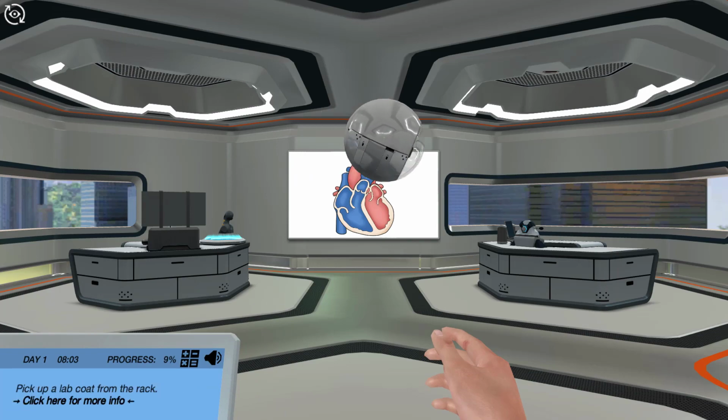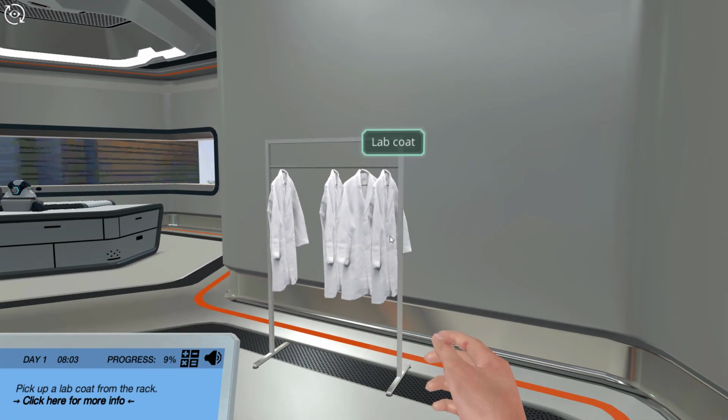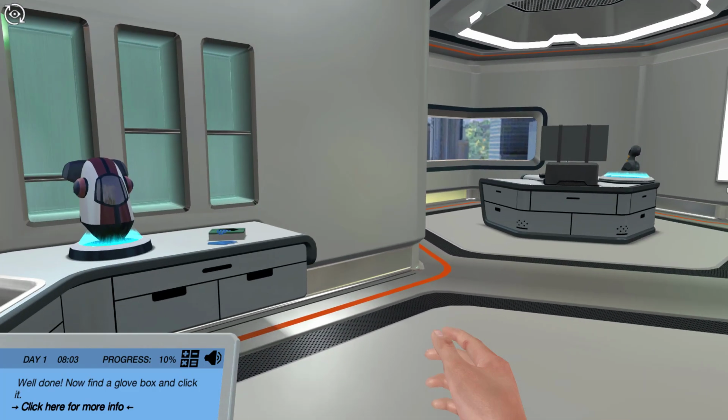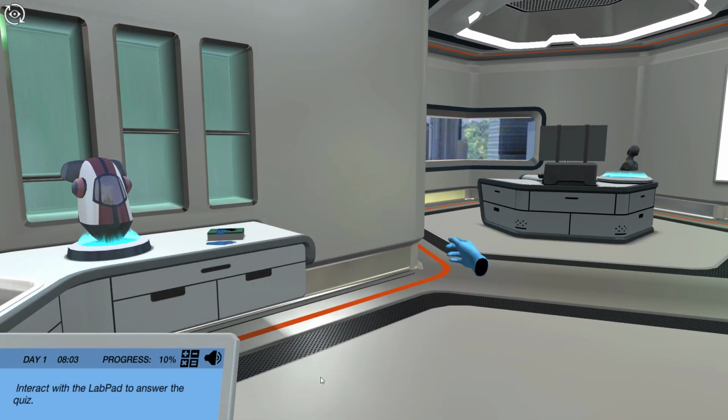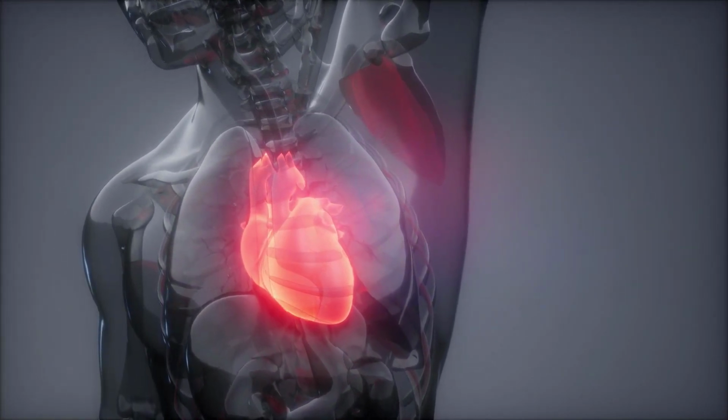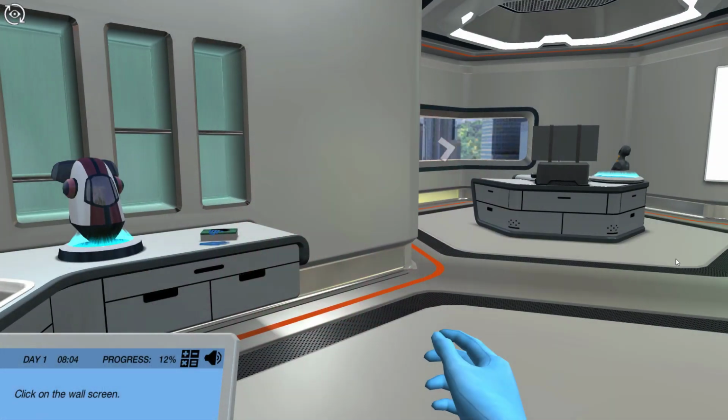Pick up a lab coat from the rack. Well done. Now find a glove box and click it. Let's clarify some concepts about the circulatory system to better understand all the processes that are happening. Click on the wall screen.